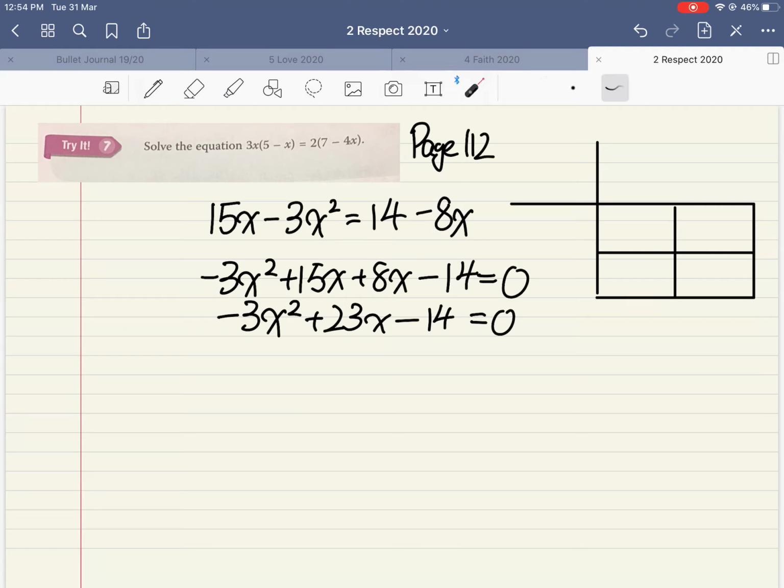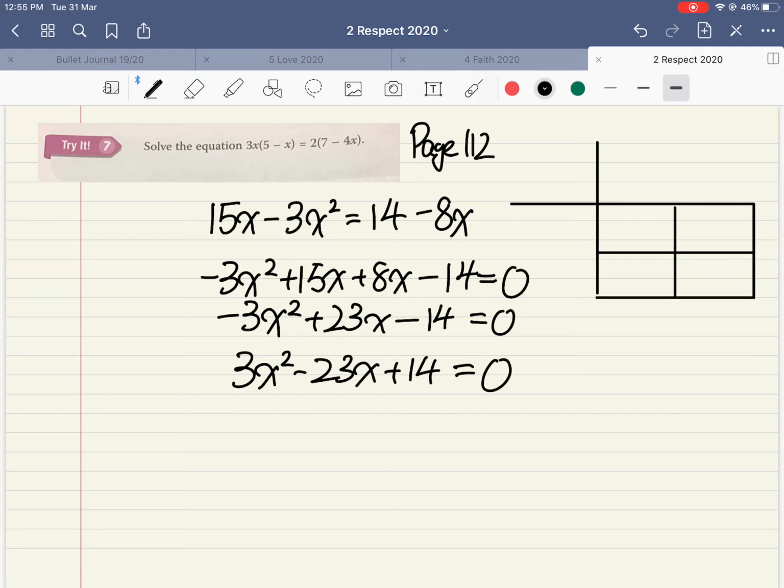Now, if you notice, in this case, there is a negative 3 in front of the x squared. Basically, the coefficient of x squared is negative 3. In times like this, it will be most prudent and easier for you to factorize if you multiply the entire equation by negative 1. So basically, what we are doing here is this. Here, we will multiply by negative 1, negative 1, negative 1, and negative 1. So my equation becomes 3x squared minus 23x plus 14 equals 0. With a positive coefficient of x squared, in this case plus 3, it becomes so much easier to factorize.